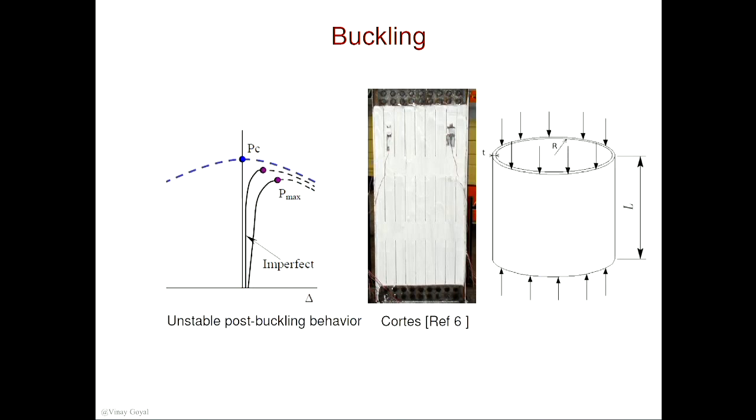Let's look at a column under compression loading. In this case, on the compression loading, you will expect that for a perfect column, if everything was perfect, there are no imperfections, everything's straight, and I loaded it up, you expect that the load will increase, but the deflection will not increase. But at some point, you'll have a theoretical buckling load, a value at which you will expect buckling.